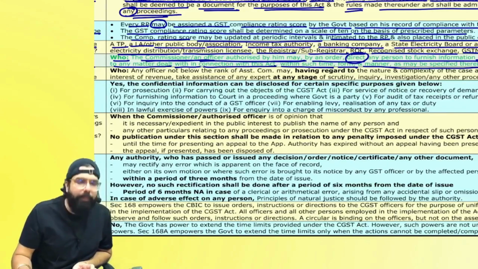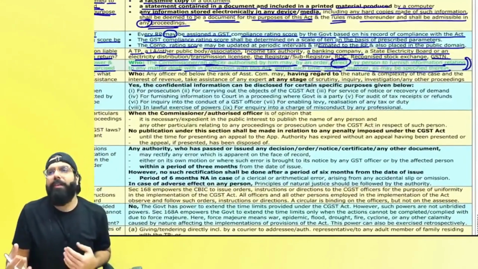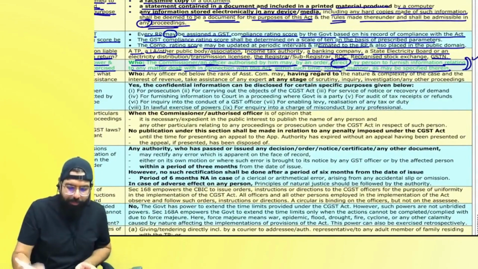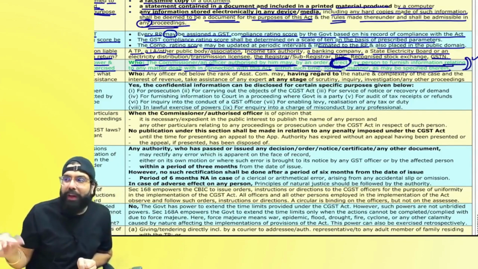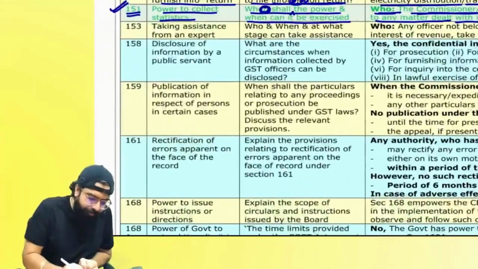This is an amendment for the November 22 exam, but nothing very important. From the exam point of view, it is a C graded topic only, but this amendment is there, wherein they are telling who can ask: the Commissioner or an authorized officer may by an order direct any person to furnish statistics also.